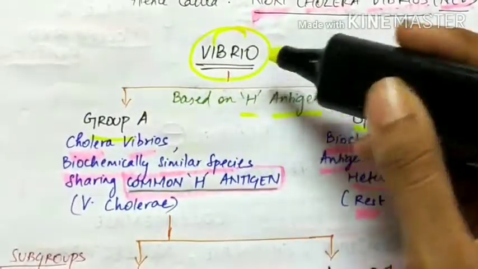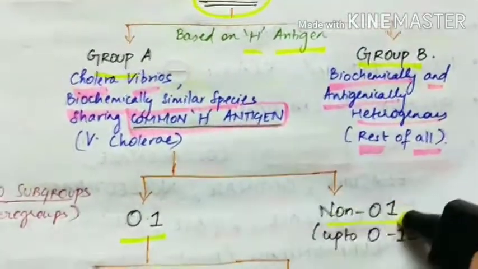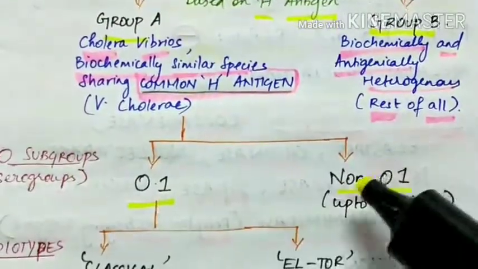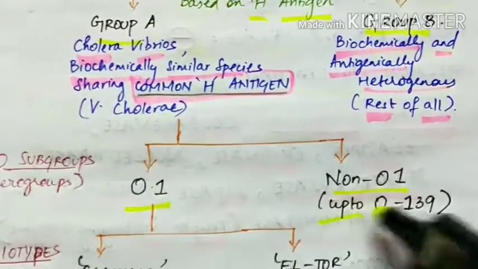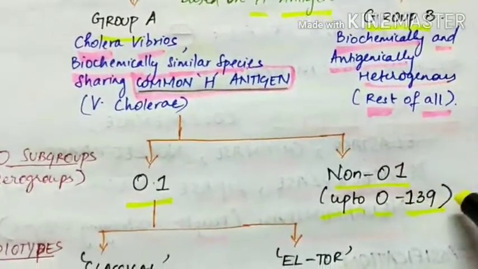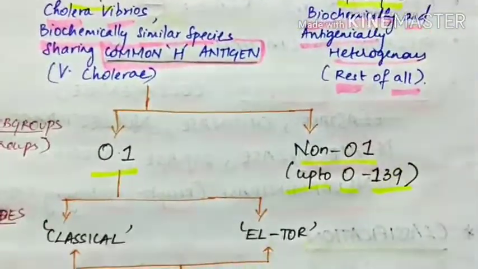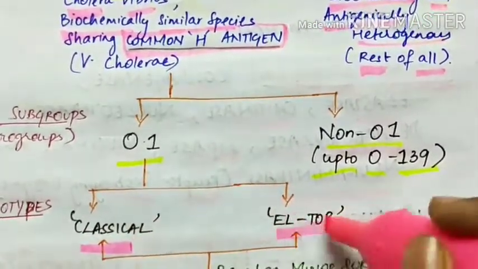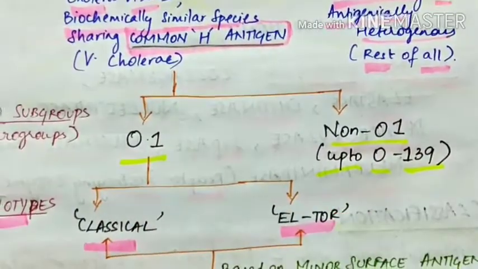Group A Vibrios are further divided into O1 and non-O1 species. These are O subgroups, also called serogroups. This non-O1 contains serogroups up to O139, so there are in total 139 serogroups of Vibrio. O1 is further divided into classical and El Tor biotypes. These are biotypes, classical and El Tor.